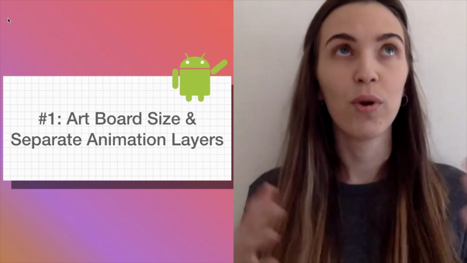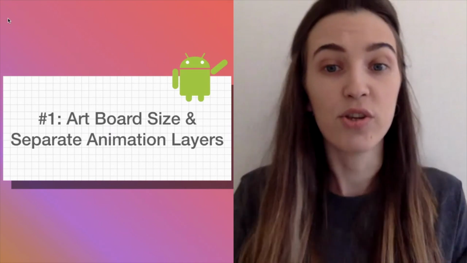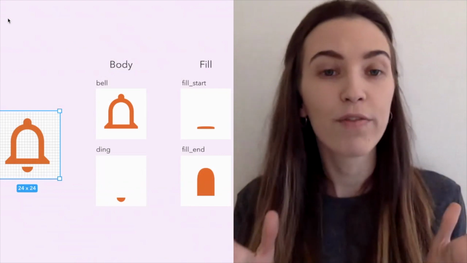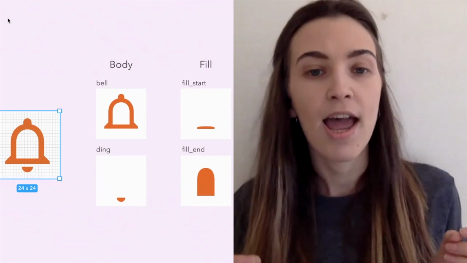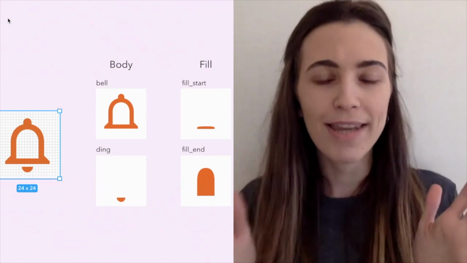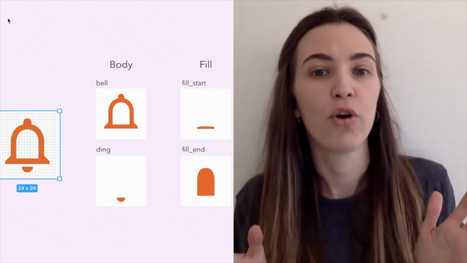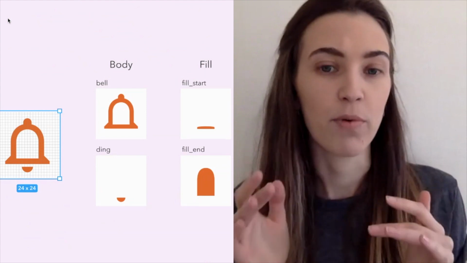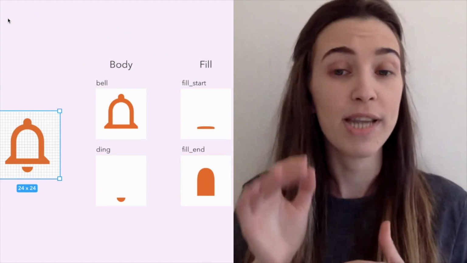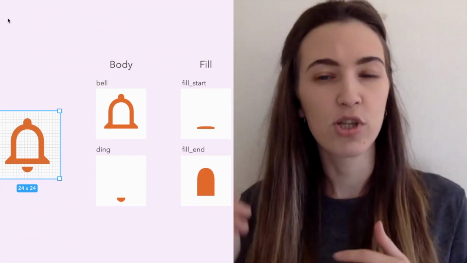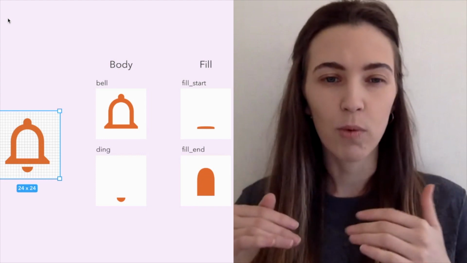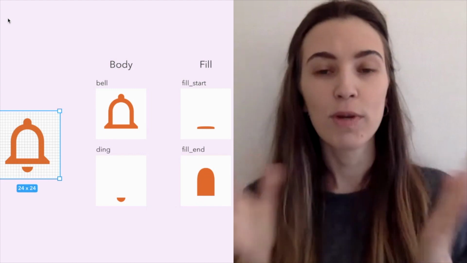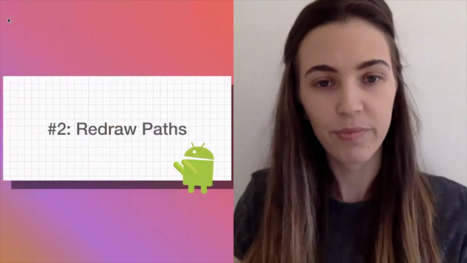The first rule is about the artboard size and to separate animation layers. The artboard needs to be 24 by 24 pixels. And then you've got to separate the animation layers. As you can see here, we have the bell and the ding part of the bell separated because we're going to animate those separately. And then we have the full start and the full end. Basically we're going to fill the bell like in Google Play. We do this in Figma or Sketch.